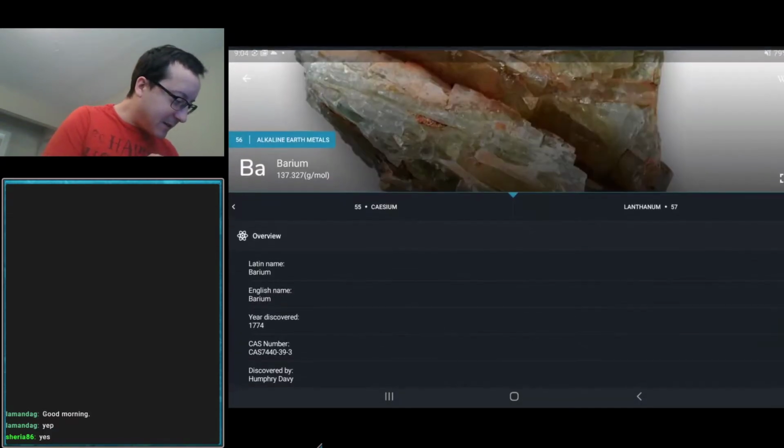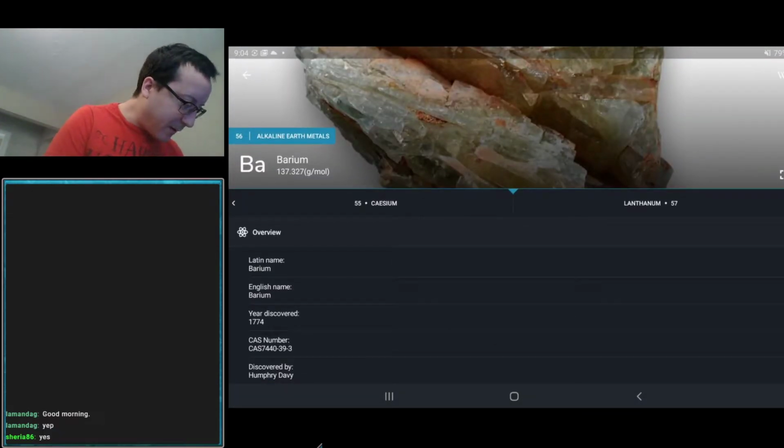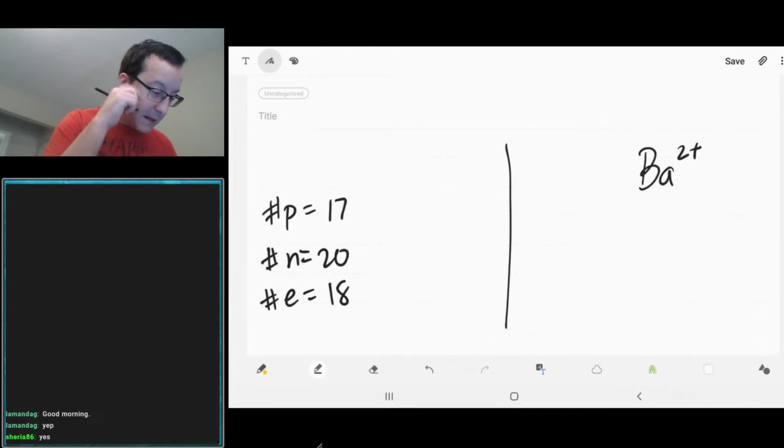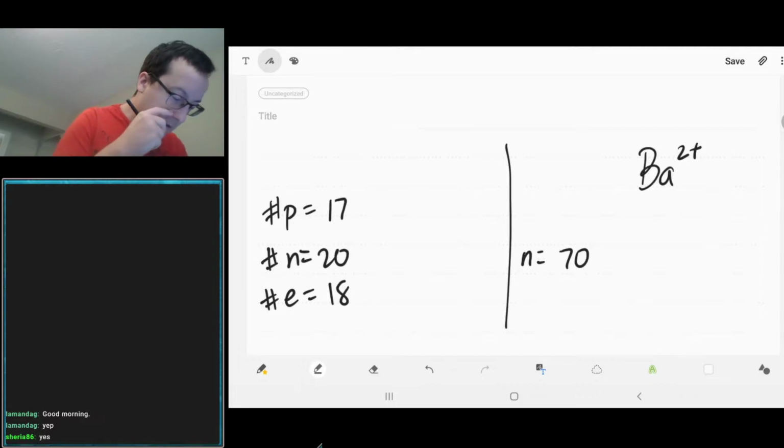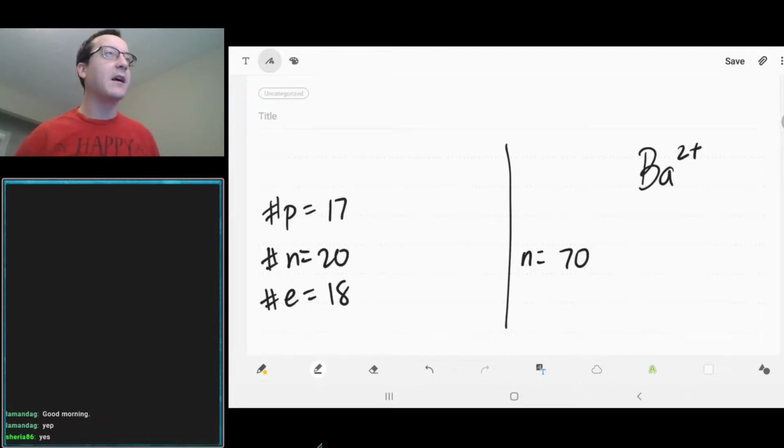Alright, let's see what something reasonable about barium would be. Okay. And let's just say with this one we have 70 neutrons. Just something reasonable. It may of course not exist, but I want something to be somewhat reasonable for you guys. I don't want to just come up with atoms that could never exist. So, what do we think about the first one here?